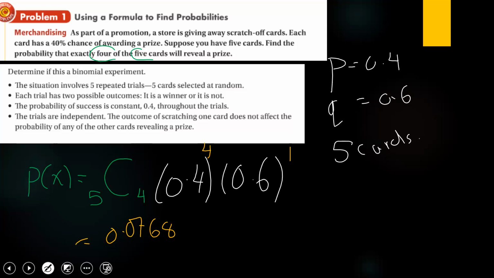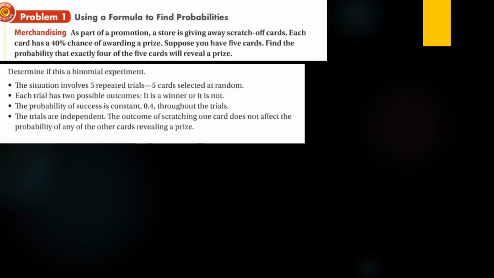Let's have now another example. What is the probability that the number of cards that reveal a prize is 0, is 1, is 2, is 3, and is 5? Let's now find the probability of 0.